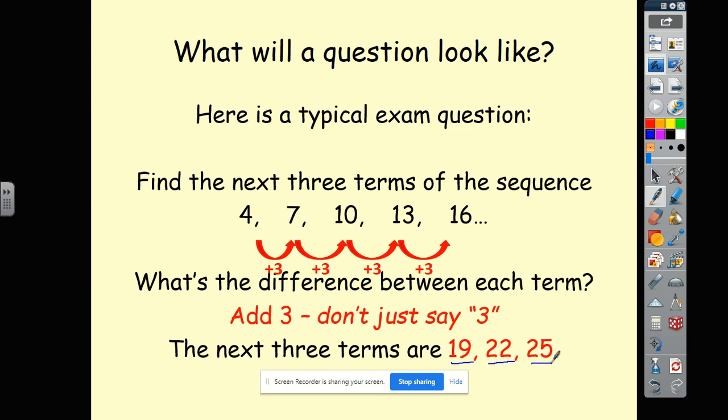Okay, go back into the form, complete the questions just to check that you've understood this and see how you get on.